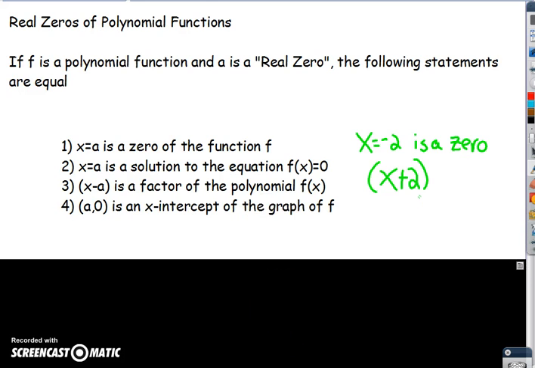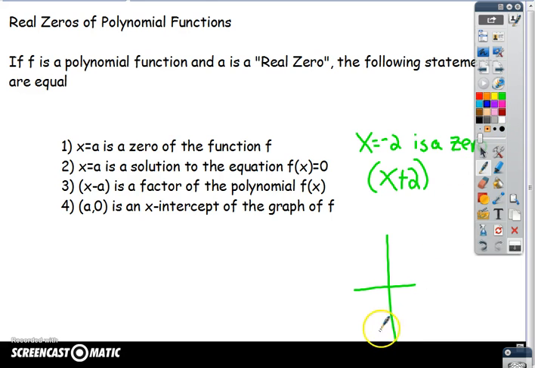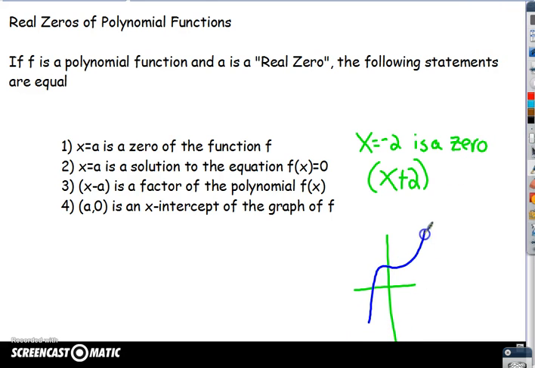And finally, the point (a, 0) is an x-intercept of the graph of f. So if I were to graph this function f of x, and I just graph it in, I don't know, blue, something like that, I'm telling you that negative 2 is a 0. That means that value right there is negative 2 comma 0.